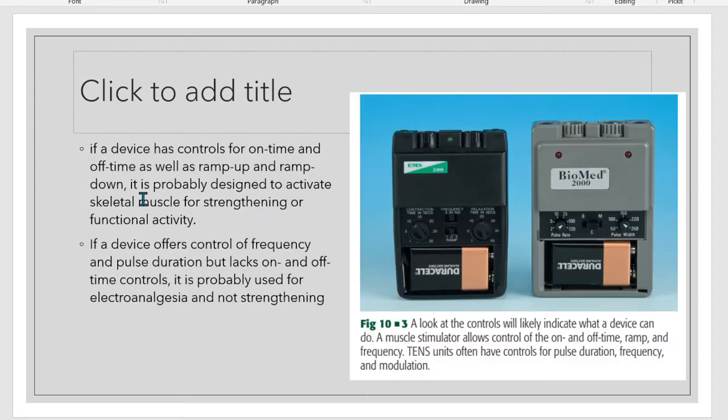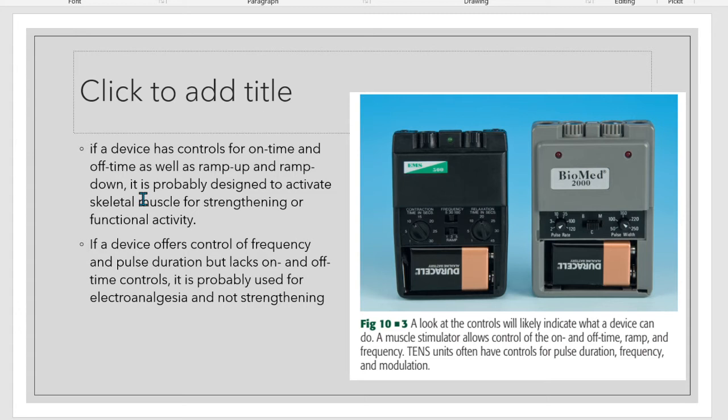If a device has controls for on time and off time as well as ramp up and ramp down, it is probably designed to activate skeletal muscles for strengthening or functional activity. If a device offers control of frequency and pulse duration but lacks on-off time, it's probably used for electroanalgesia and not for strengthening. Since the current is continuous, it is more of a TENS, for pain relief.